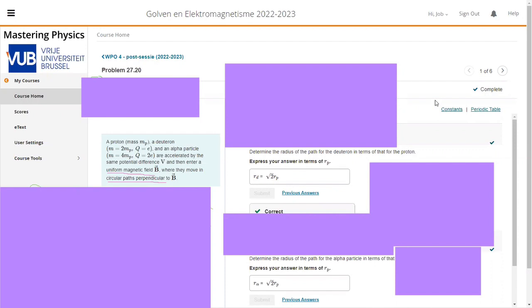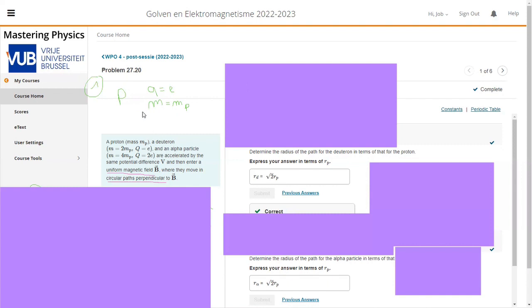First exercise, so let's get into it. This is the first quiz: a proton, a deuteron, and... I will show you this. I already wrote the steps to avoid being time consuming.